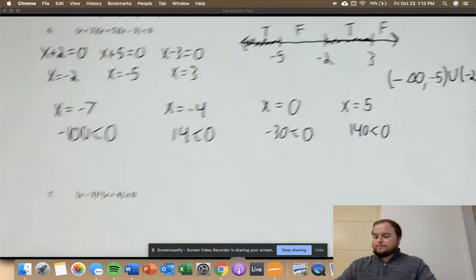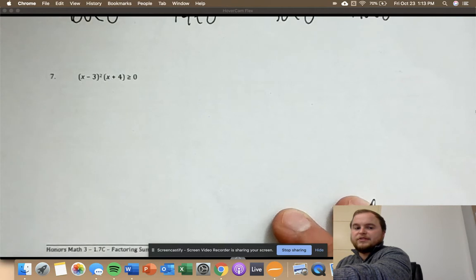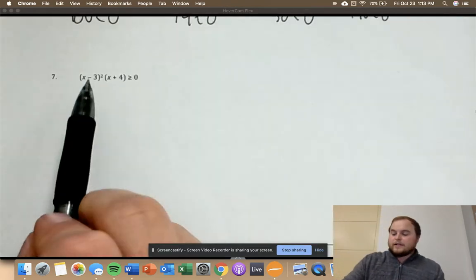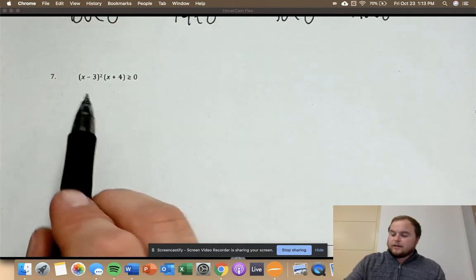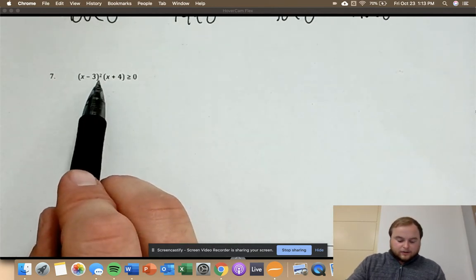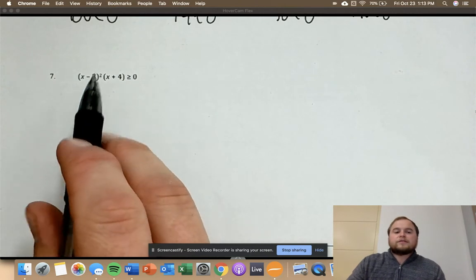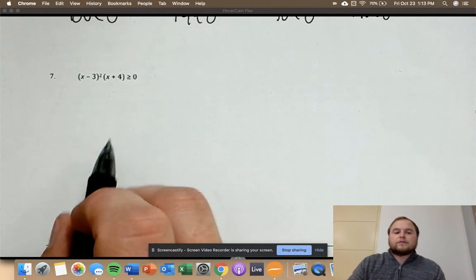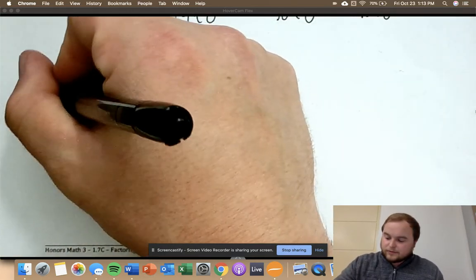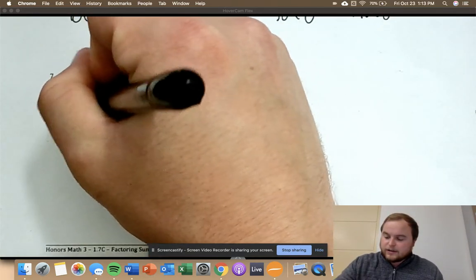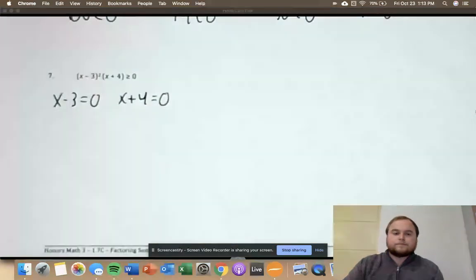Good, one last one. All right, here we have number 7. Right, and again, it's already factored for us. It's already set to 0, which is awesome. Now, just because it's this square here, doesn't really change how we go about solving this problem, right? This factor is still x minus 3, and this is still x plus 4. And we just want to set that equal to 0. So this is just going to be x minus 3 equals 0, and x plus 4 equals 0.